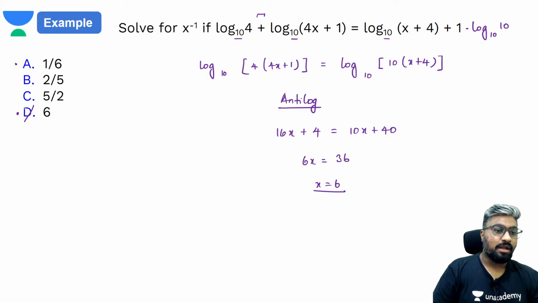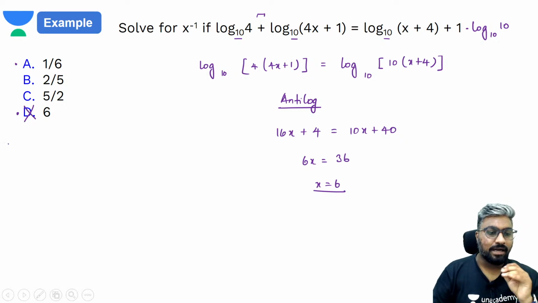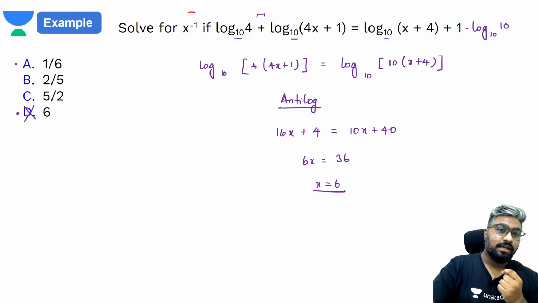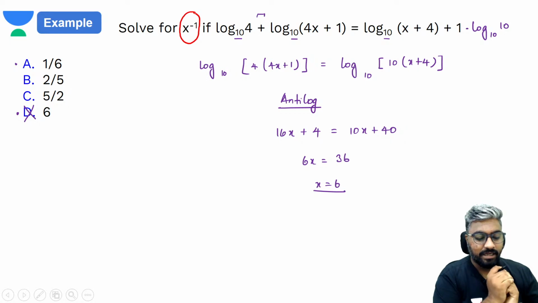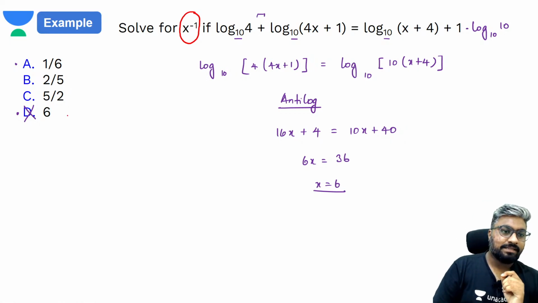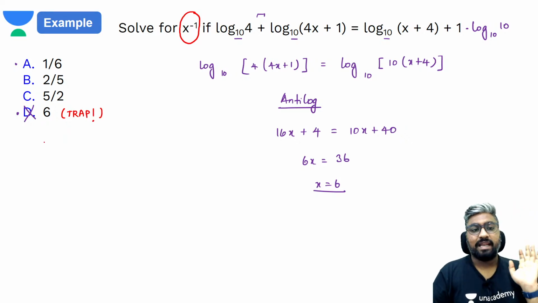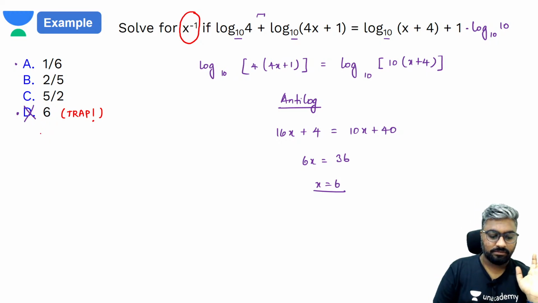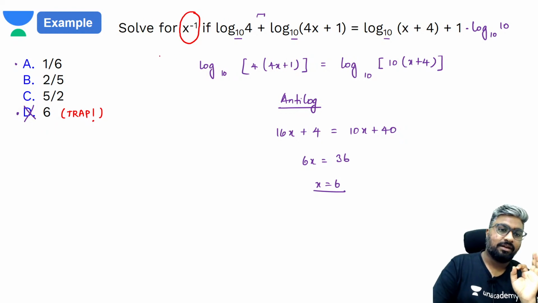But the problem with this is what? You are not very careful in reading the question. The value of x was not asked, the value of x to the power -1 was asked. This is a trap, a very dirty trap, and you've fallen into this very gracefully. Yes, just like that, like the wind, you fell into this. Please read the question carefully, don't fall into such dirty traps.